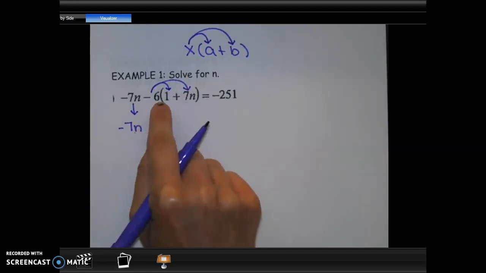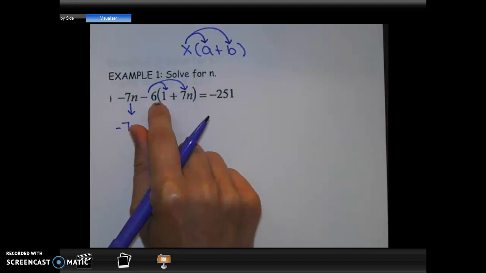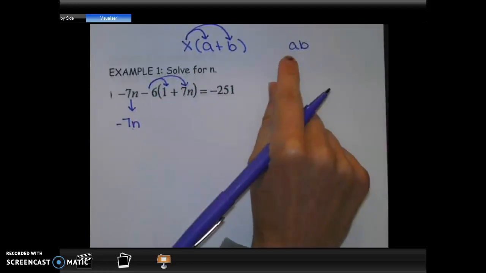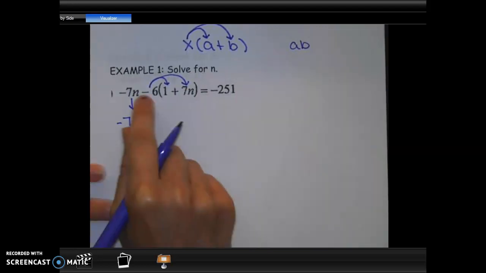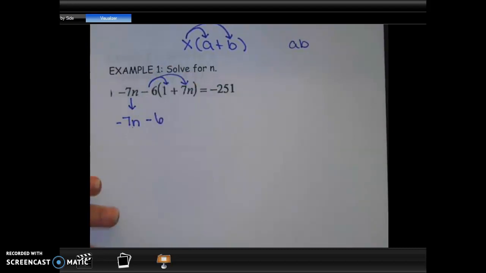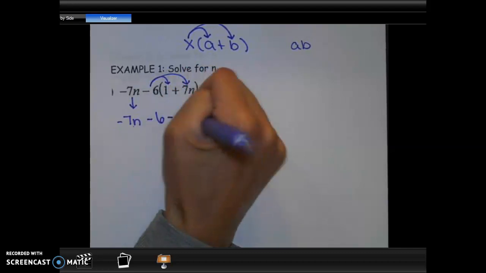And the reason that it is multiplication is because if you remember, anytime something is written right next to something else, it means multiplication is occurring. Like if I was just to write this, that would mean A times B. Okay? So we have negative 6 times 1, which is negative 6. And we have negative 6 times 7n. And that's going to give us negative 42n.